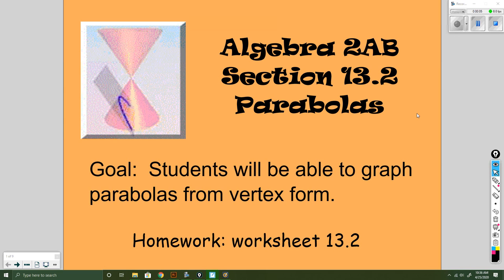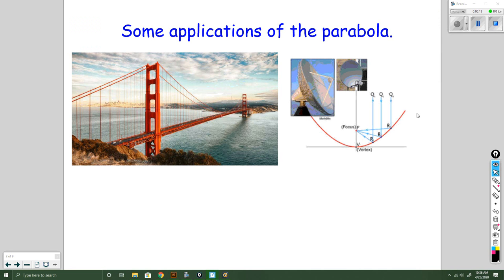Today in Algebra 2 we're talking about parabolas, which is section 13.2. Our goal is going to be to graph parabolas in vertex form. Some applications of the parabola. Of course in math we always have some applications in terms of some real life context.